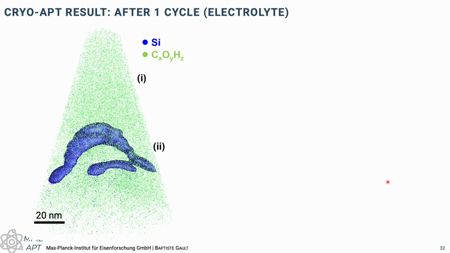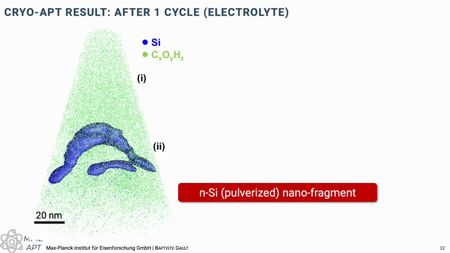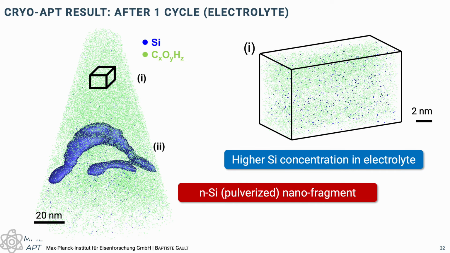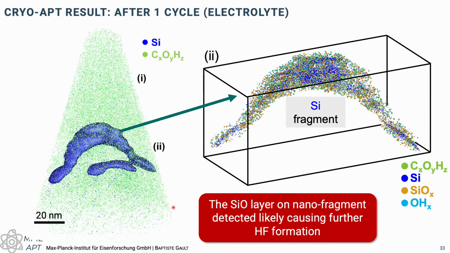After one cycle inside of the electrolyte, we detect a number of fragments that are silicon-rich. So these are pulverized fragments. We also find an increase in the concentration of these isolated silicon ions. And if I zoom in on this fragment, I can see again silicon in the core, and then all around are silicon and oxygen species that are formed surrounding the silicon-rich core. Again, this could be in part related to HF formation, but also on the oxidation of the silicon on the surface of the silicon itself.